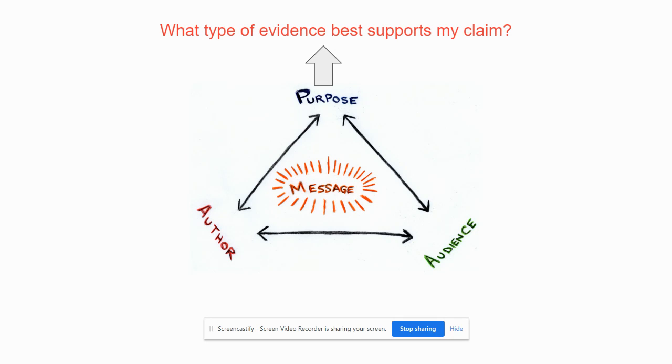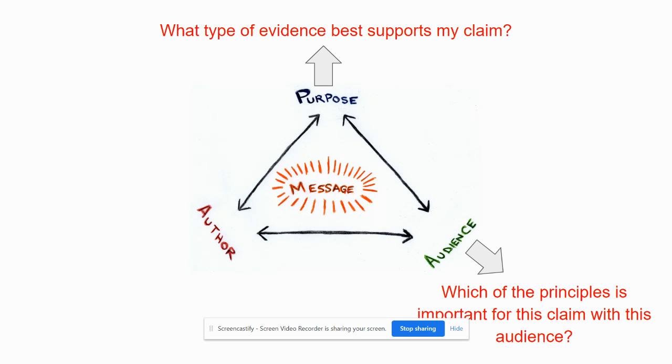The first was, what type of evidence best supports my claim? The second was, which of the 3 principles we just looked at is important for this claim with this audience? And the third is, therefore, what type of evidence should I use? Let's look at a model.